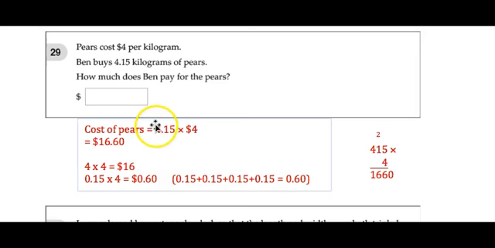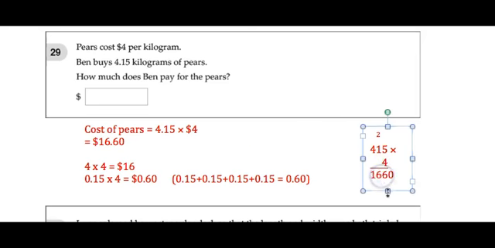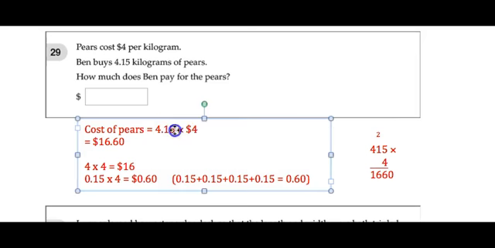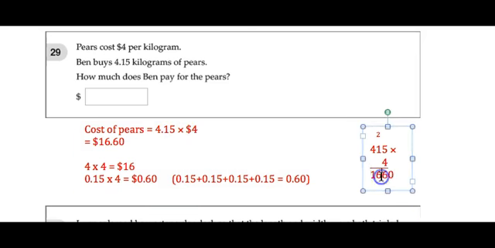So this is roughly 4 times 4, which is approximately 16. So the decimal point would go after the 6 here, so it would be 16.6. The other way you can look at it is we're multiplying 415 times 4, or 4.15 times 4. There are 2 digits after the decimal point here, the 15, so there must be 2 digits after the decimal point here. So I would put the decimal point there. Okay.